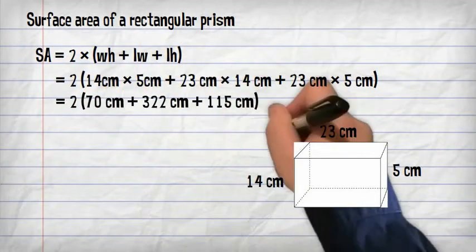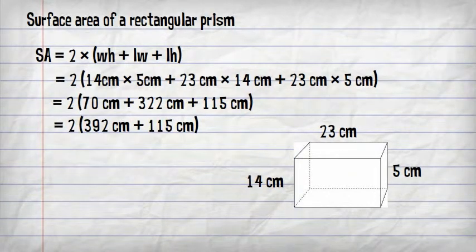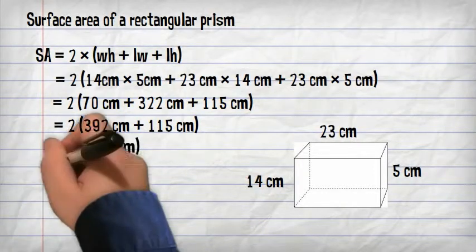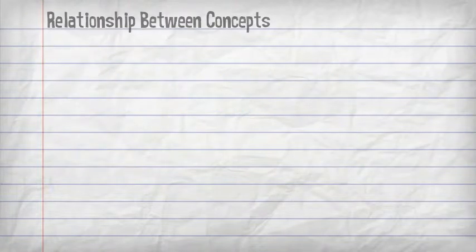70 centimeters plus 322 centimeters equals 392 centimeters. And then in the next step, we add 392 centimeters and 115 centimeters. We will then multiply the product by 2. This equals 1014 centimeters squared.